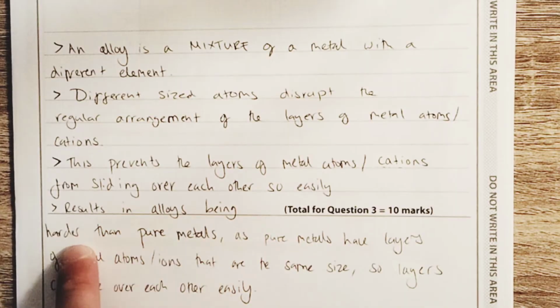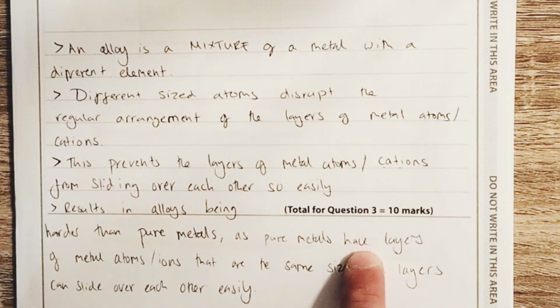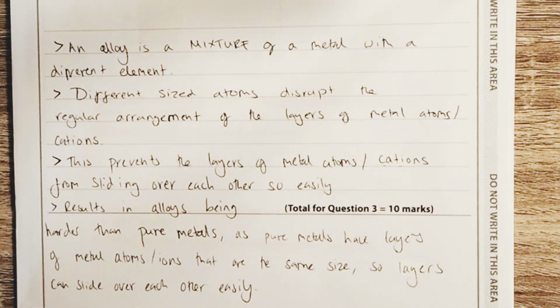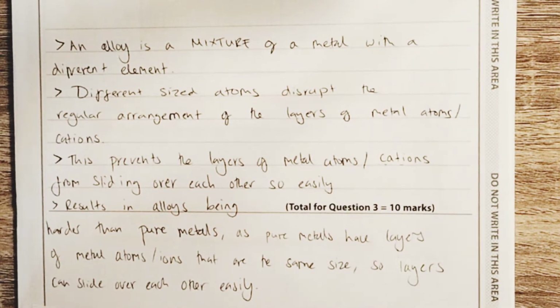This results in the alloy being harder than the pure metal, as pure metals have layers of metal cations that are the same size, and so their layers can slide easily over each other. So the different sized atom disrupts the regular arrangement of the metallic structure, prevents those layers of similarly sized metal cations from sliding over each other and results in a more rigid and hard structure as a result.